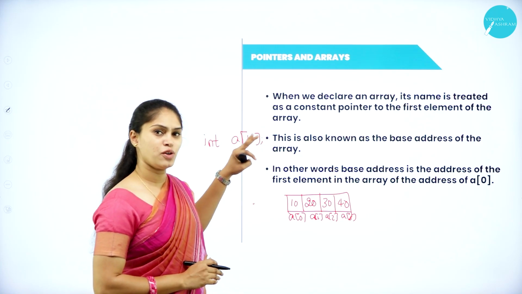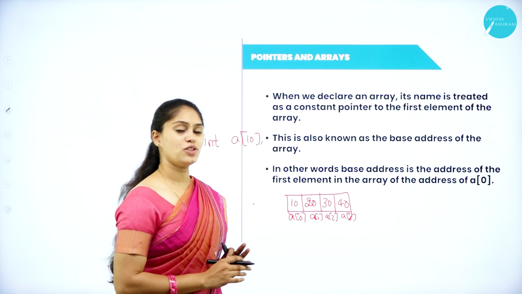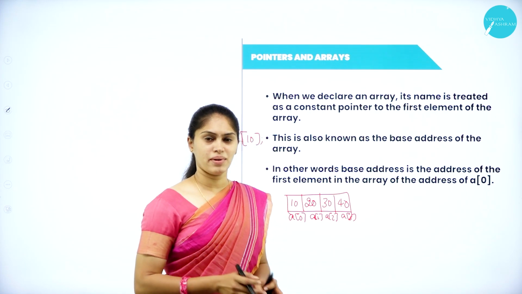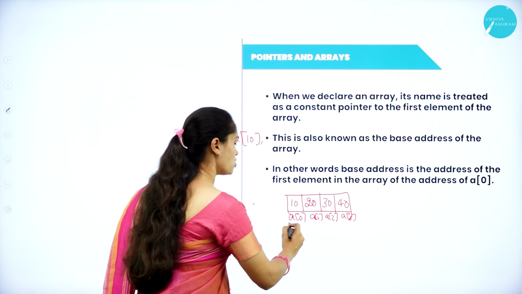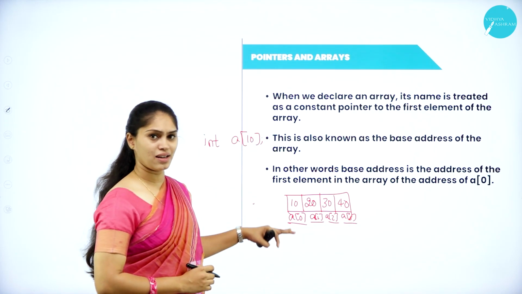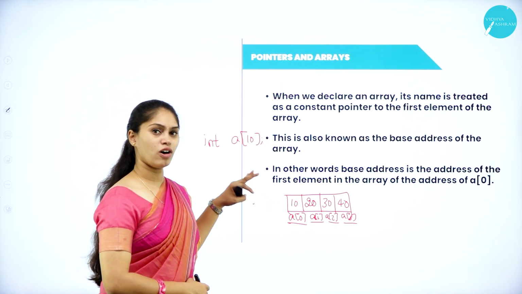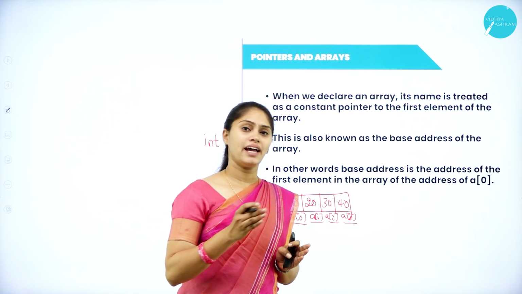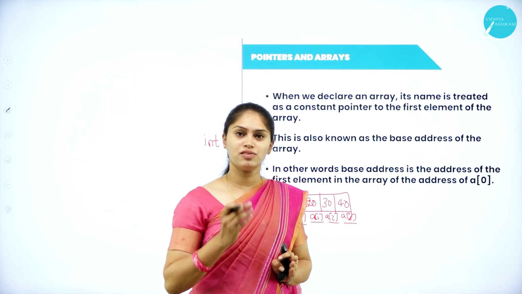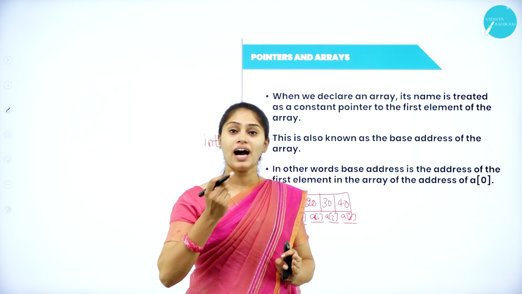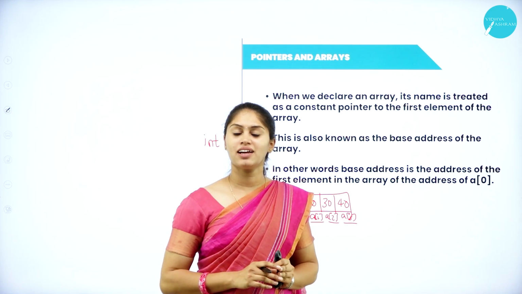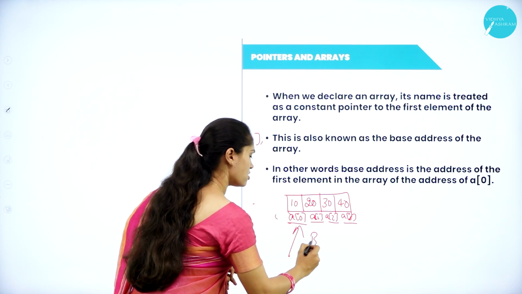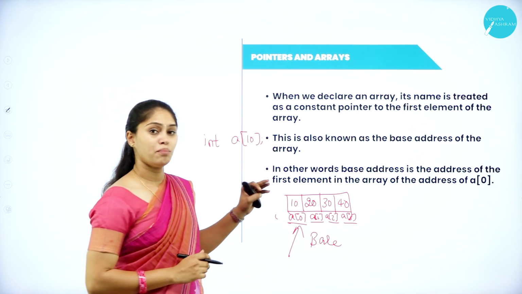So what is the usage of a pointer? It is going to hold the address of another variable. In arrays, it will store the addresses of all the elements, but with the help of this pointer, there is no need to store all the elements' addresses. Instead, I can give the address of the first element, A of 0. This is also known as the base index or base address.